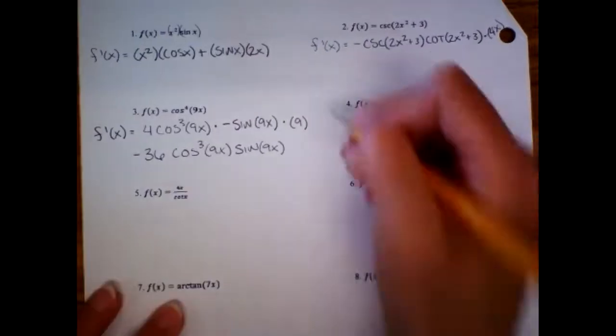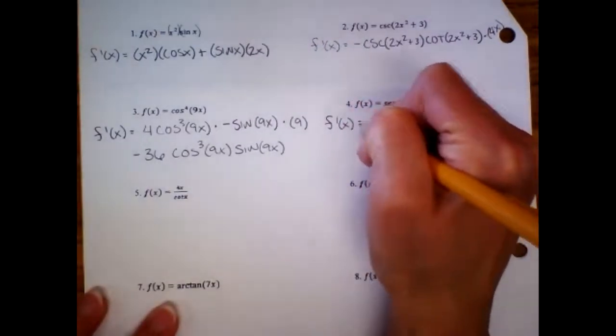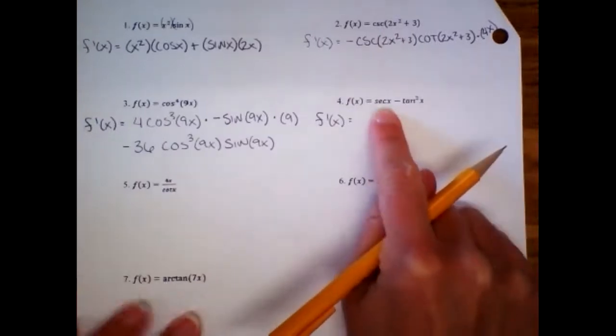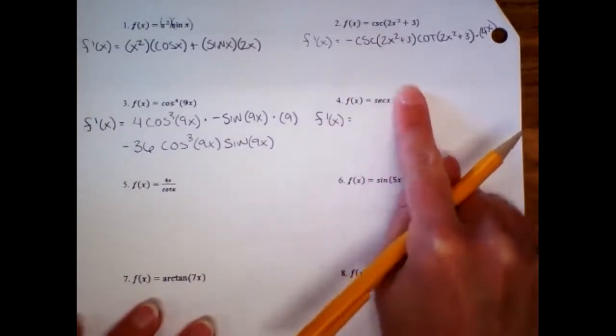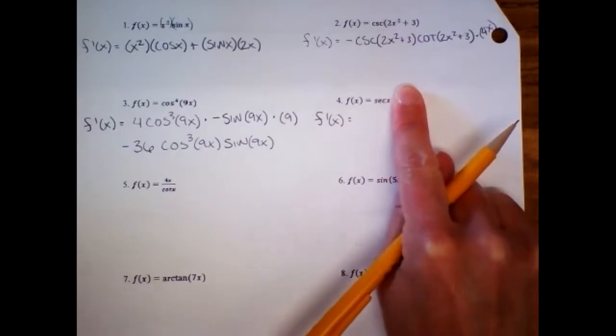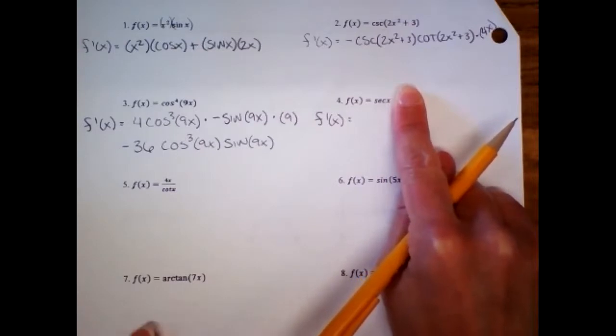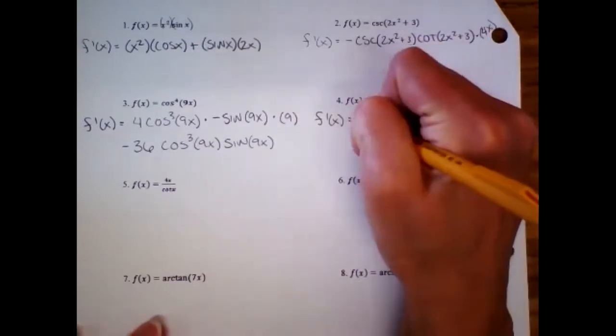All right, number 4, we have 2 totally separate terms. We're gonna deal with the secant and then the tangent squared. So we're gonna ignore this for a second. What's nice about this is it's just secant. There's no product rule, there's no chain rule. All you have to do is know the derivative of secant, which is what? Secant tangent.